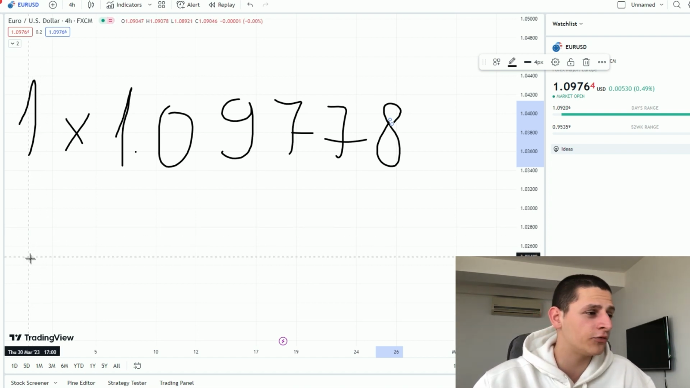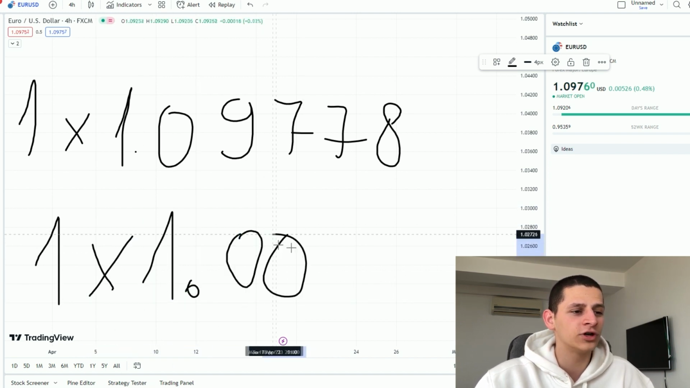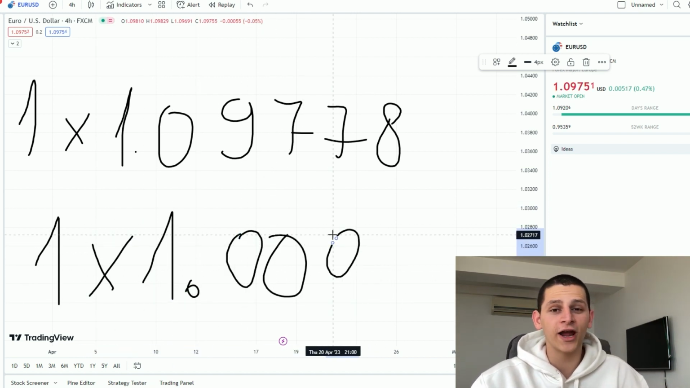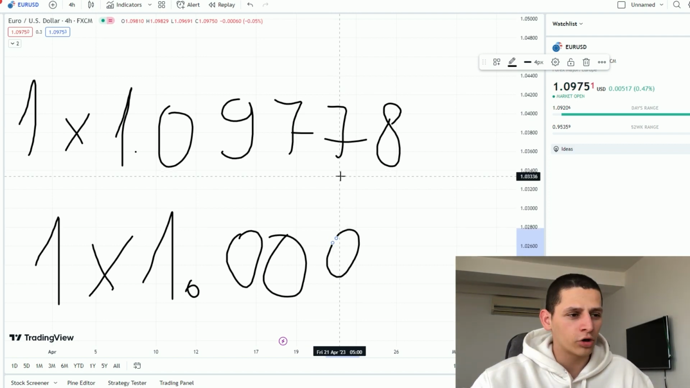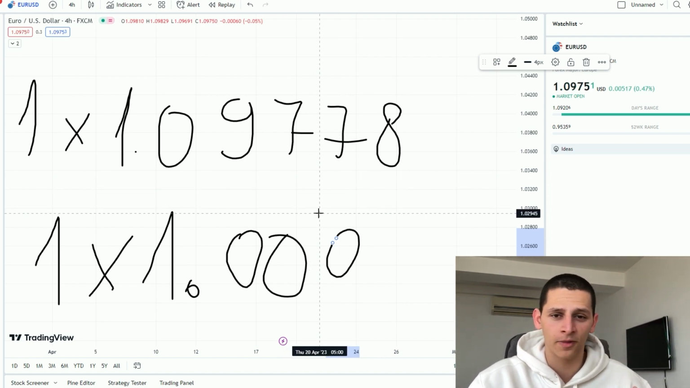For example, if Euro USD is 1 to 1.000 and you want to trade one standard lot, which is 100,000 units, in order to place that trade, you need $100,000, the current price multiplied by the number of units.